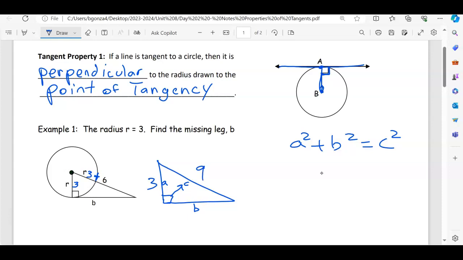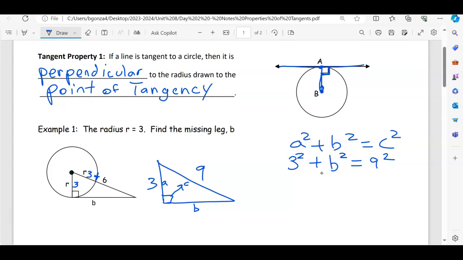Okay, so let's fill this in. a is 3, so I'm going to replace it with 3. So 3 squared plus b squared, b is missing, equals c, which is across from 90, 9 squared. So here's the question. Can you solve this equation from a few units ago? Pythagorean theorem problem. I fear that might be the truth.